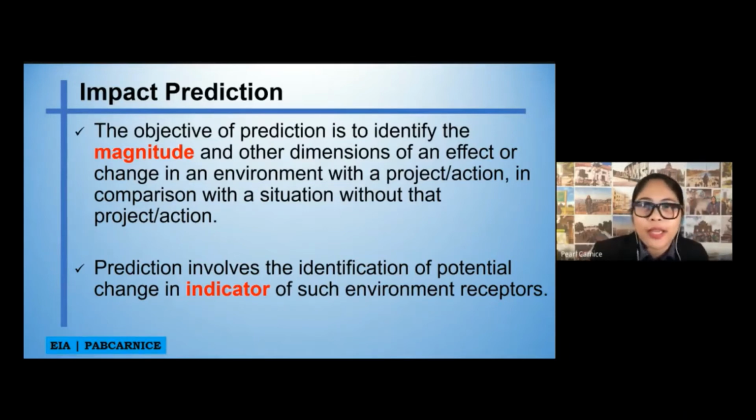That is why, again, baseline information is very important as a reference point in your EIA study. So prediction involves the identification of potential change and indicators of such environmental receptors, in which at the same time, prediction establishes the cause.